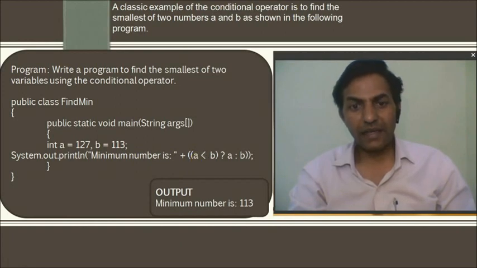Now, a less than b, after that I use a question mark. After the question mark comes statement 1 or statement 2. If this condition is true, statement 1, that is a, will be executed. If this condition is false, then b will be executed. Now here we see 127 is less than 113. The condition is false, so the second part, statement b or statement 2, will be executed. That means we will get the value of b, that is 113.